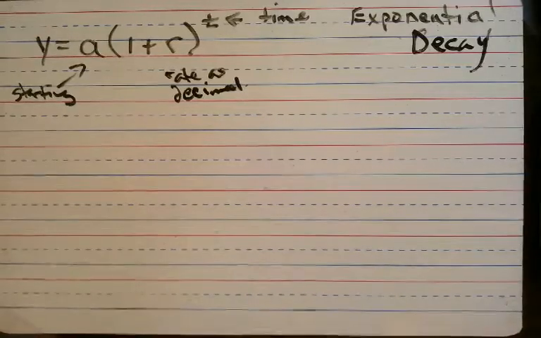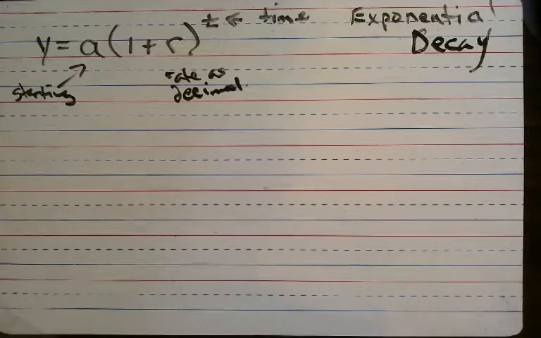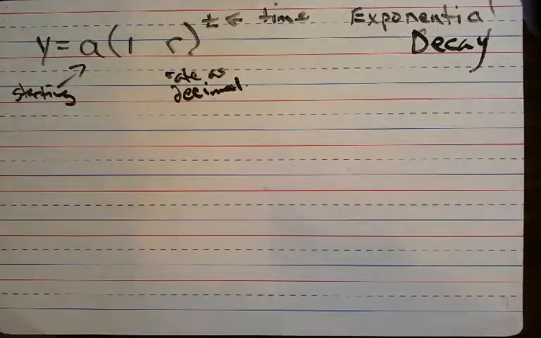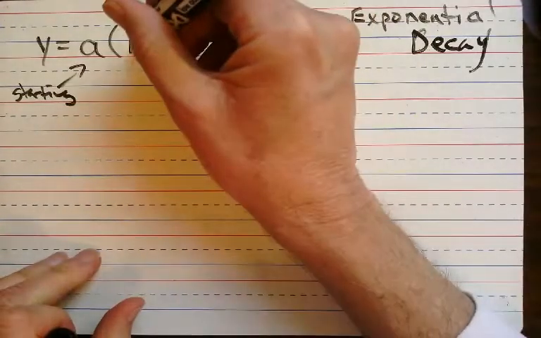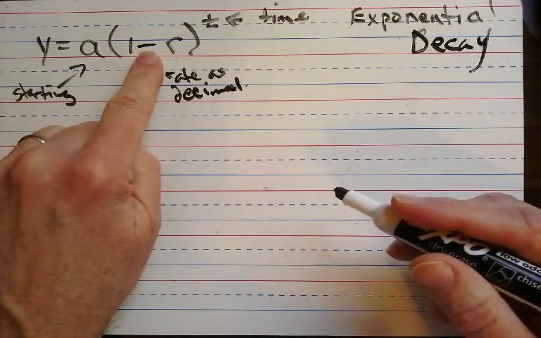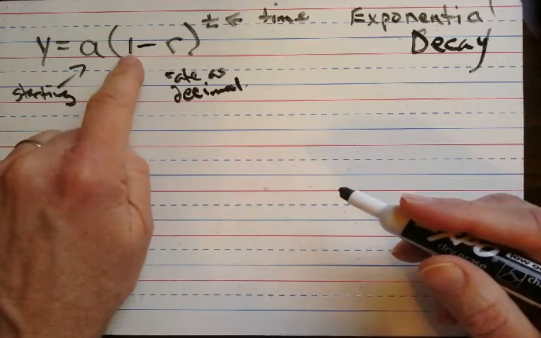Decay. Let's do exponential decay. Hoorah! So, what's the difference between decay and growth? Well, the formula looks the same, but decay has a subtraction sign here. You're subtracting the rate that they give you from 1.